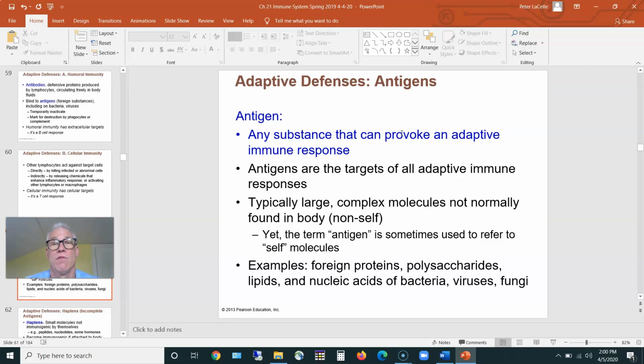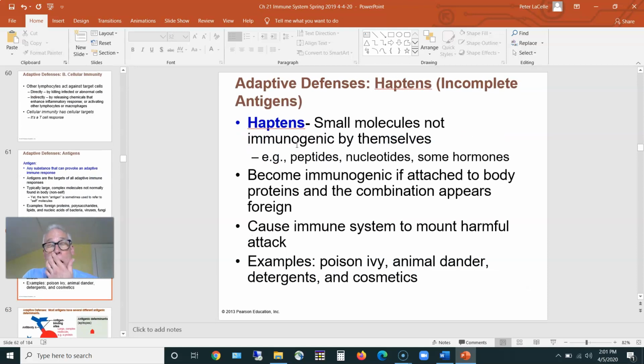Those are the targets of the adaptive immune system, therefore. They're typically large, complex molecules like proteins. Proteins are long chains of amino acids that fold up into a complex shape, and those things, when they're foreign, are recognized by the immune system and attacked. So proteins, polysaccharides, meaning sugar-coated proteins on the surface of microorganisms, certain types of lipids, and so forth, are our field of antigens. Haptens are interesting.